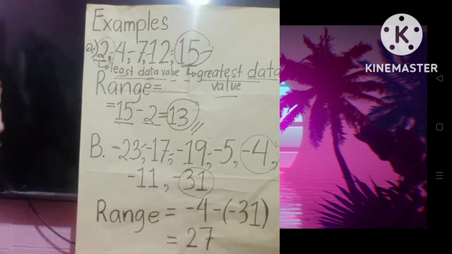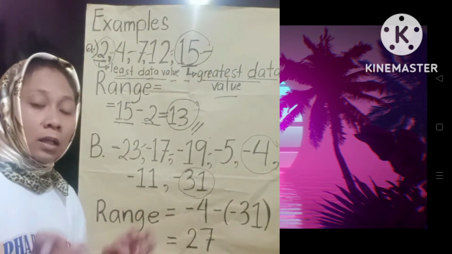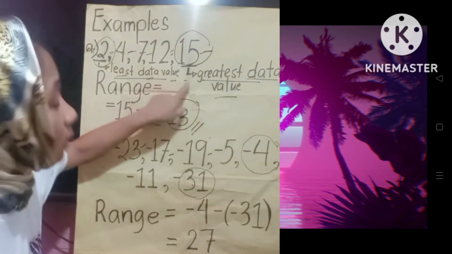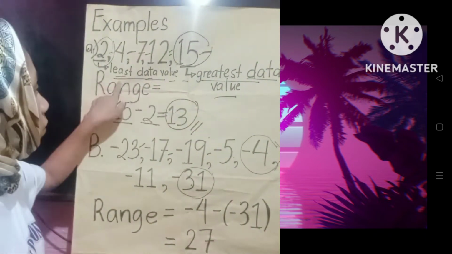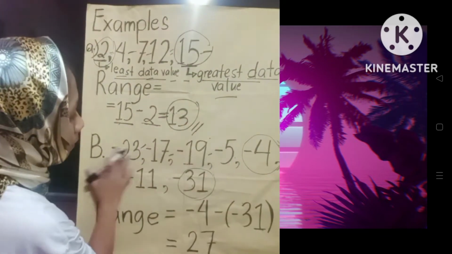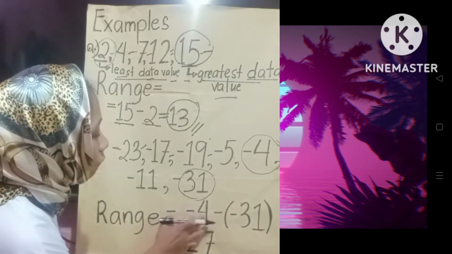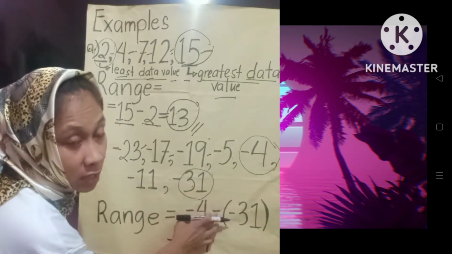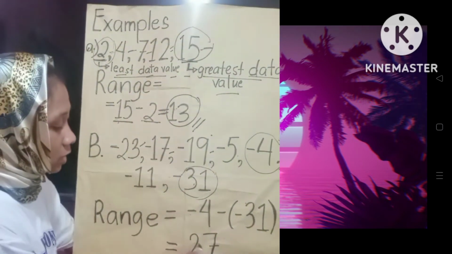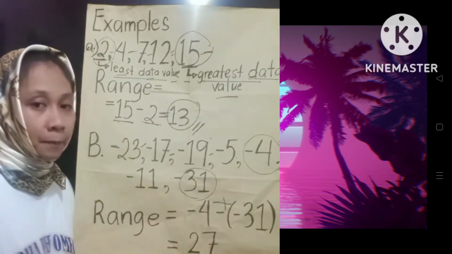So, paano mo makukuha yung range? Tulad nga ng sabi, the difference between the greatest data value minus the least data value. So, ang pinakamalaking value dito sa nabigay na example sa letter B is negative 4. So, negative 4 minus negative 31. So, the answer for this is 27. Kasi magiging positive na nga ito.